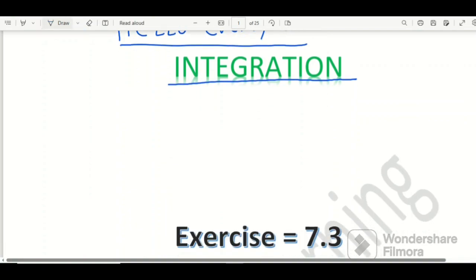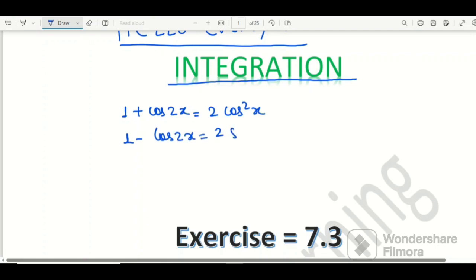Before that, we need to know certain trigonometric identities that we'll be using in particular questions. The first identity is 1 plus cos 2 theta equals 2 cos square x, and the second identity is 1 minus cos 2 theta equals 2 sin square x. We'll use these identities to integrate expressions consisting of cos square x and sin square x.